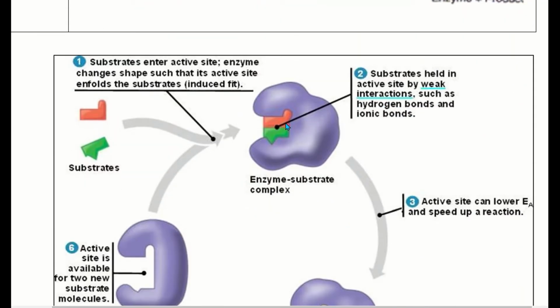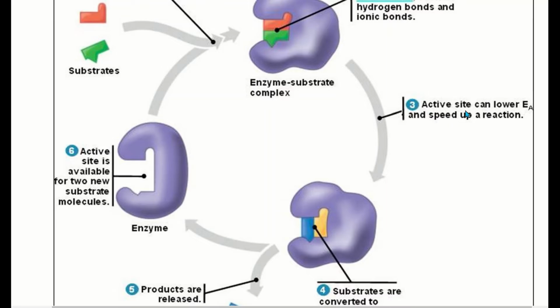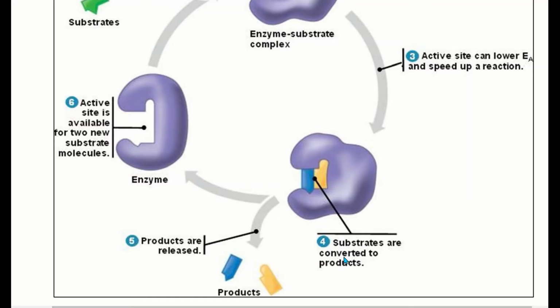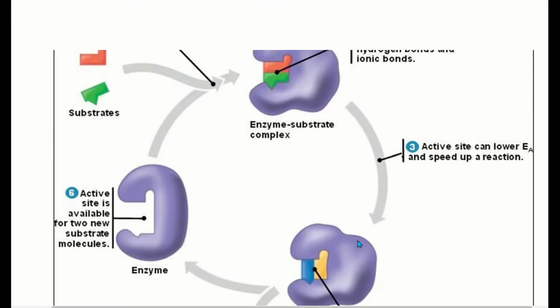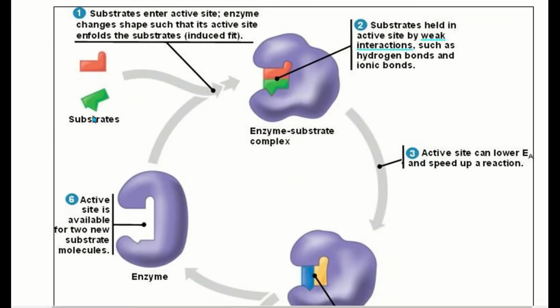Okay, so bila dah dekat sini, substrates held in active site by weak interaction. So itu yang kita panggil the enzyme substrate complex, sebab dia ada weak bond antara substrate dan enzyme masa dekat dalam active site ni. Okay, and then active site will lower the activation energy and speed up reaction, and then substrates are converted to product and released. Okay, so kalau you tengok substrate punya shape dengan active site punya shape tak exactly sama.